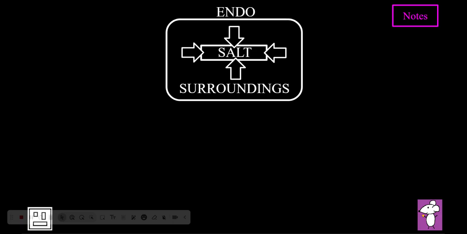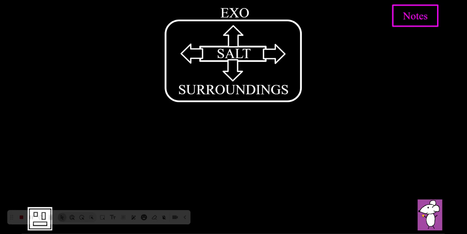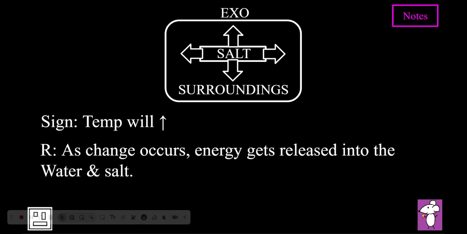All right, overall. Now with endothermic, you want to understand what it means about the energy and the sign. In general, in endothermic, the temperature will go down because energy is getting absorbed to make the change occur. It needs some energy, like the thermal energy of the system, the salt, and the water, to make it happen. Whereas in exo, the opposite is occurring. So the temperature of the water is going to go up, and the whole process releases energy into the salt and the surroundings, or the salt and the water.